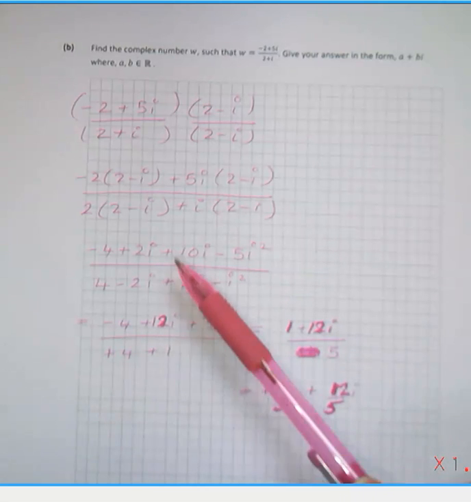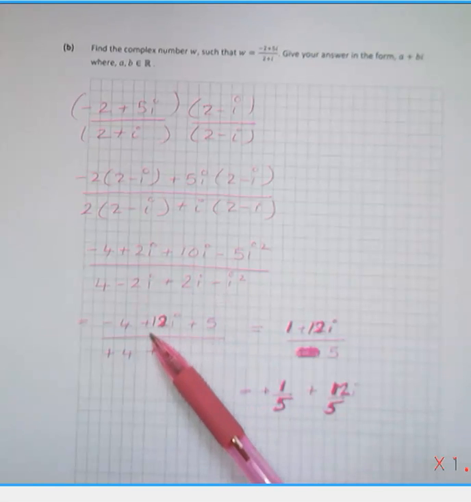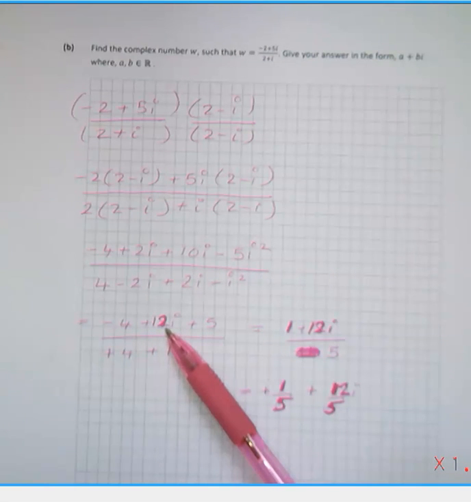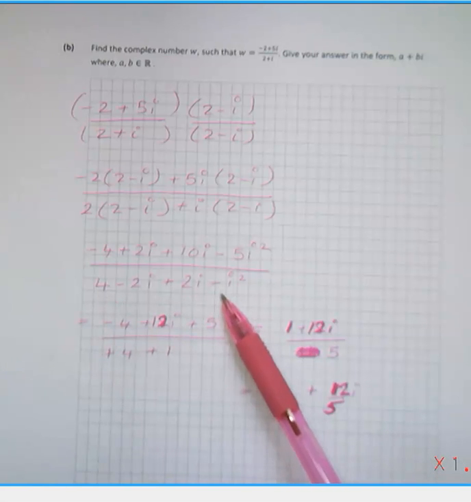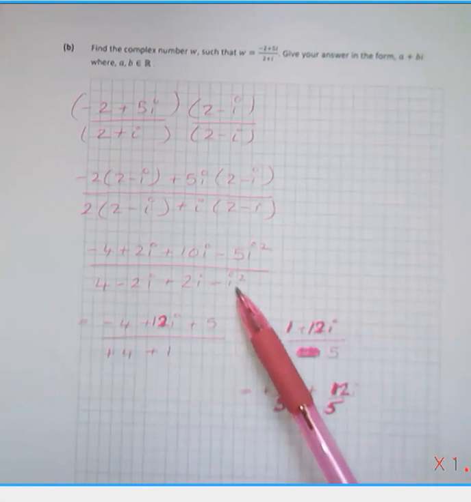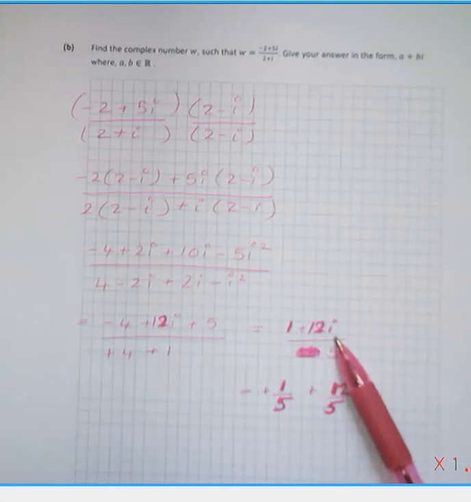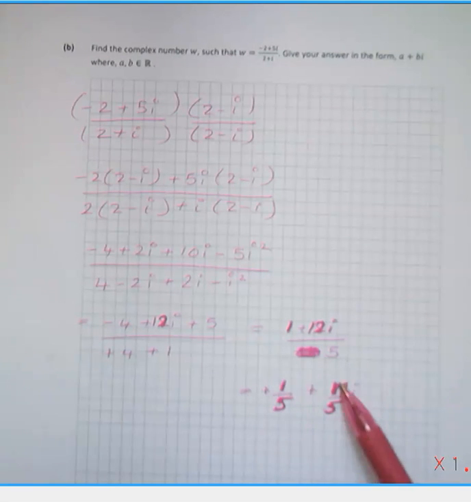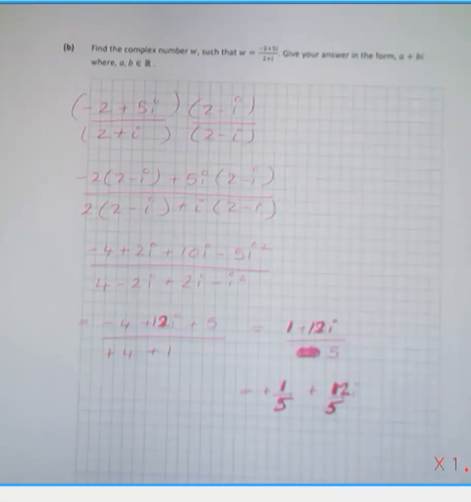So when you tidy it up, making sure you're watching your sign, we get a plus 2i and a 10i gives you a plus 12i. Underneath you have a plus 4 and you had a minus i squared, so you're getting a plus 4 plus 1, which gave you a 5. So you're getting 1 plus 12i over 5. They ask you to write it in the form a plus bi, so split it, so you're having 1 over 5 plus 12 over 5i. And that was question 2.